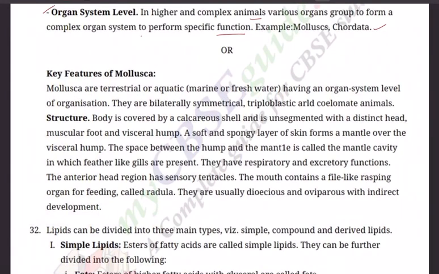The key features of Mollusca: they are terrestrial or aquatic, marine or freshwater, having an organ system level of organization. They are bilaterally symmetrical, triploblastic with 3 layers, and coelomate animals; they have a coelom structure. The body is covered by a calcareous shell and is unsegmented with a distinct head, muscular foot and visceral hump. A soft and spongy layer of skin forms a mantle over the visceral hump.